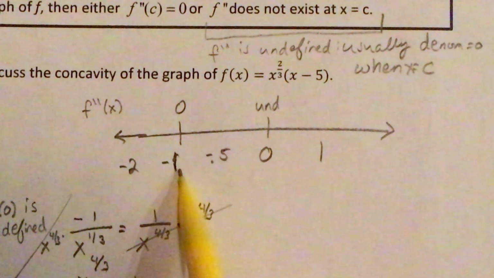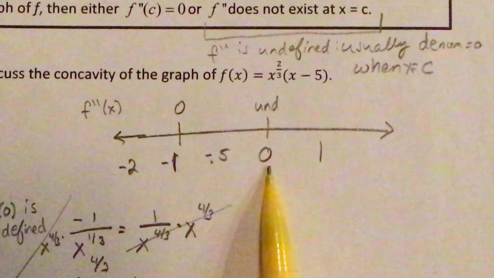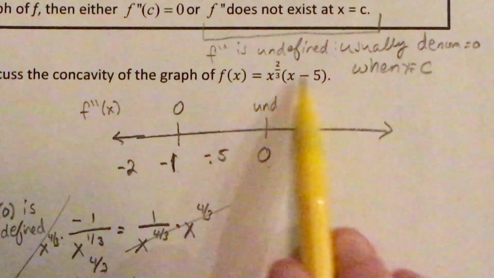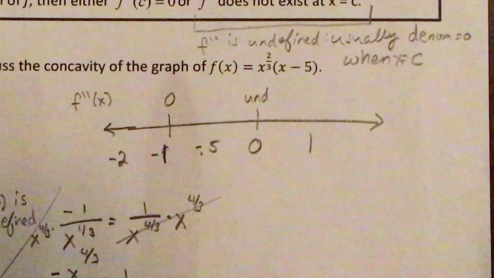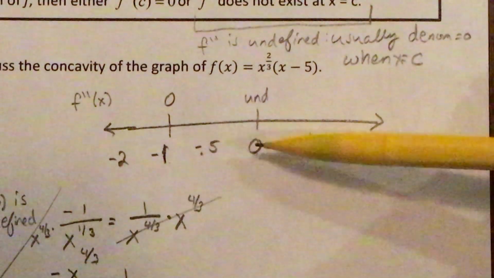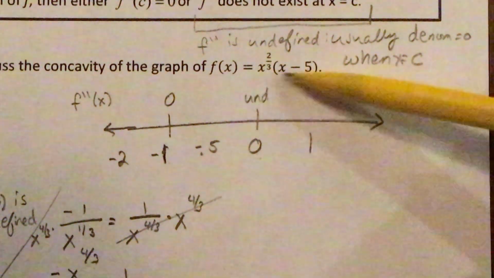Just like -1 is a possible point of inflection, 0 is also a possible point of inflection because 0 is defined on f of x, even though 0 is not defined on f double prime. Okay, 0 makes this work out. It's just 0. F of 0 is 0.